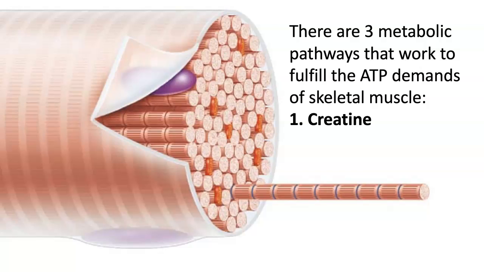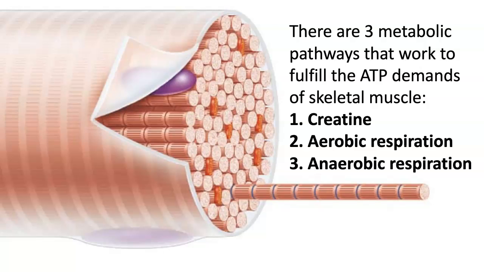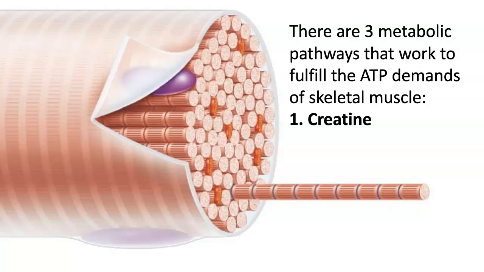So because muscle needs so much ATP, where are we going to get this ATP? There are three main metabolic pathways that work to produce the ATP that the skeletal muscle is going to need. One of those pathways is the use of creatine. The muscle will also use aerobic respiration and anaerobic respiration. In this video, I'm just going to look at the role of creatine in ATP production.